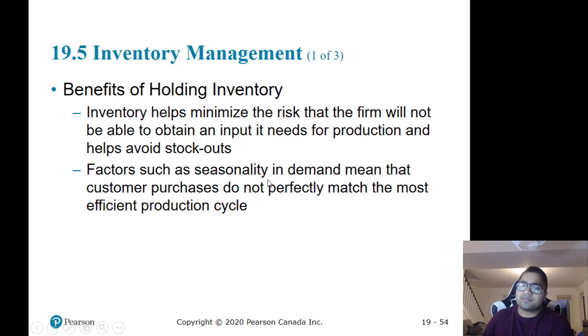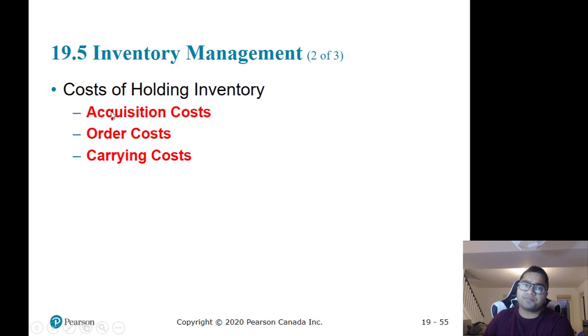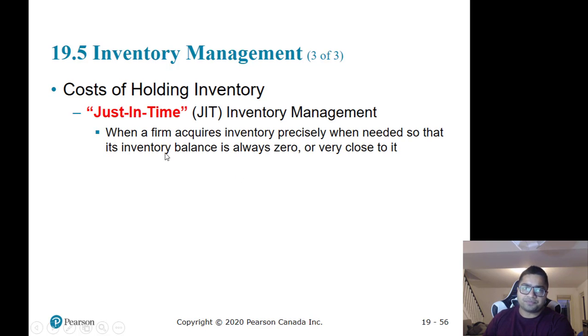Factors such as seasonality in demand mean that customer purchases do not perfectly match the efficient production cycle. So that is also an important parameter to focus on. Costs of holding inventories include acquisition cost. When you acquire something, what is the cost of acquiring it? Order cost: if you're making a purchase, you need to invoice it, so all the costs surrounding that. And carrying cost, that is the storage cost.